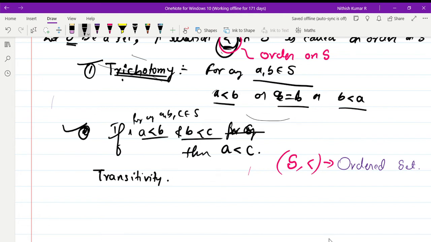Now moving on. Whenever I use the term S comma less than, the meaning is that less than is an order on S. Now what is order?